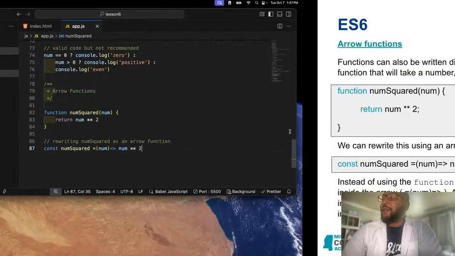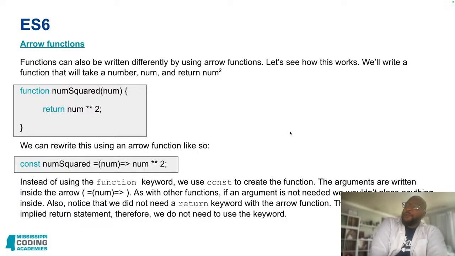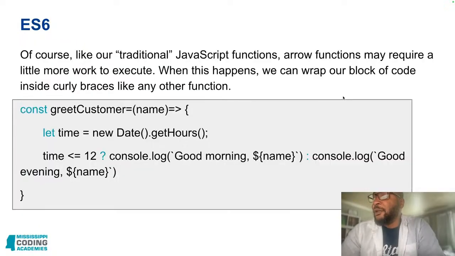And so let's look at this. What does it say in the slides? Instead of using the function keyword, we use const to create the function. The arguments are written inside the arrow. You see like there that num. As with other functions, if an argument is not needed, we wouldn't place anything on the inside, okay? Also notice that we did not need a return keyword with the arrow function. The arrow function has an implied return statement. Therefore, we do not need to use the keyword.